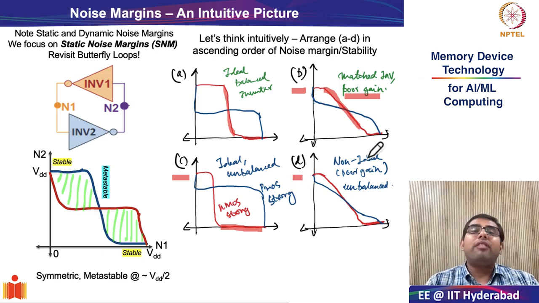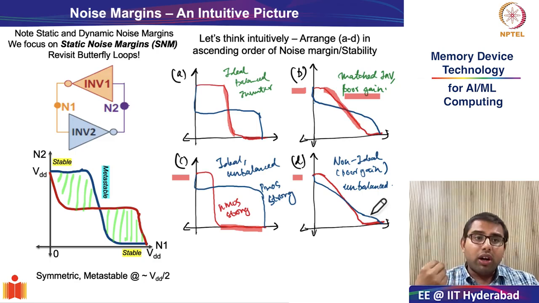And then D, you have the worst of both worlds. You have a non-ideal and unbalanced inverter. So now my question to you, which I would encourage you to pause the video and think about, is: can you order these four characteristics A, B, C, and D from the highest to the lowest noise margin? Take a moment, think about where the noise margin will be highest, which will be lowest, and try to rank them.